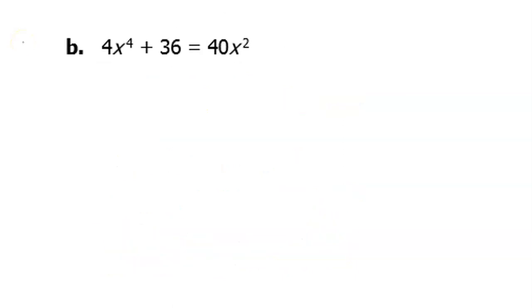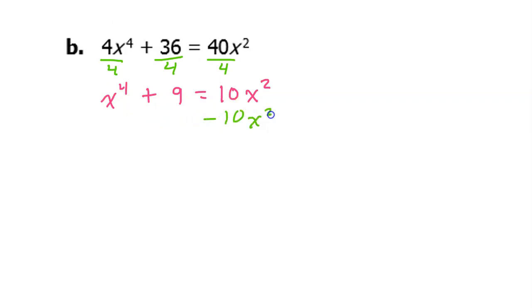Problem B. I'm noticing that all three of these terms are divisible by 4. So let's go ahead and get that done. Divide everything by 4. So that will give us x to the fourth power plus 9 is equal to 10x squared. Let's get 0 on one side and see what we have. I'm going to go ahead and subtract 10x squared from both sides.